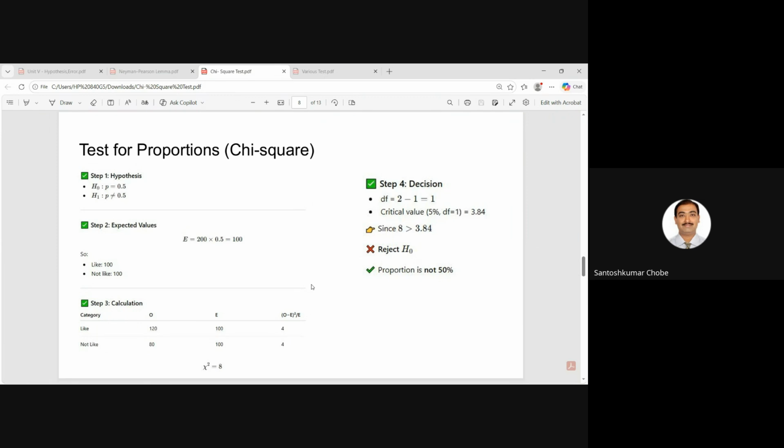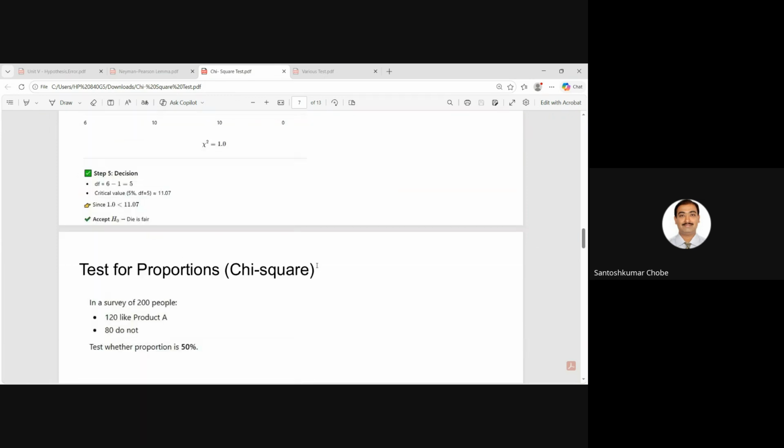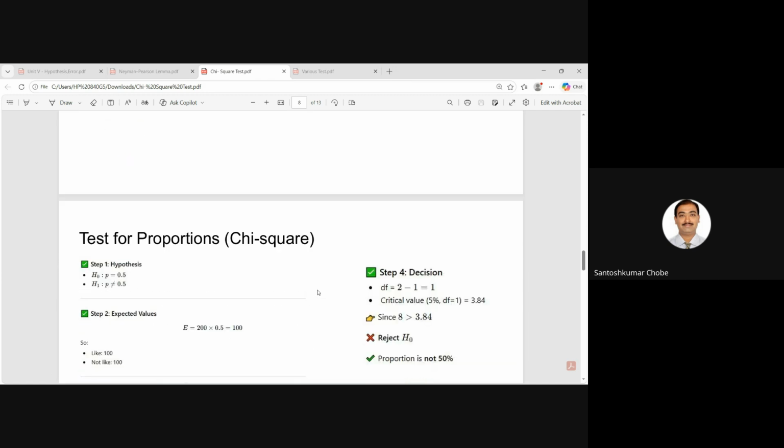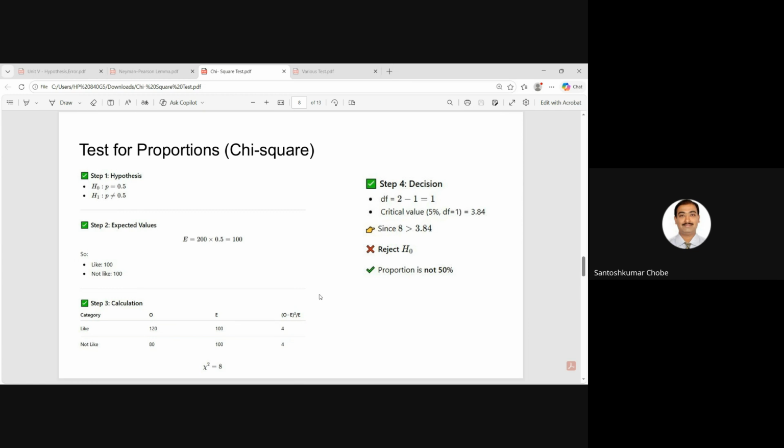Let me explain this example question again. This is the test for proportions, where a survey of 200 people has been taken, and 120 like product A and 80 do not like this product. What I have to do here is test whether the proportion is 50% or not. What does it mean? Whether I have 50% people who like the product or they do not like it. So what I will be doing in this case is the test for proportion.